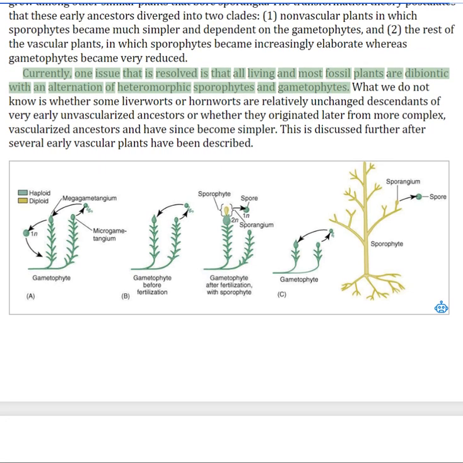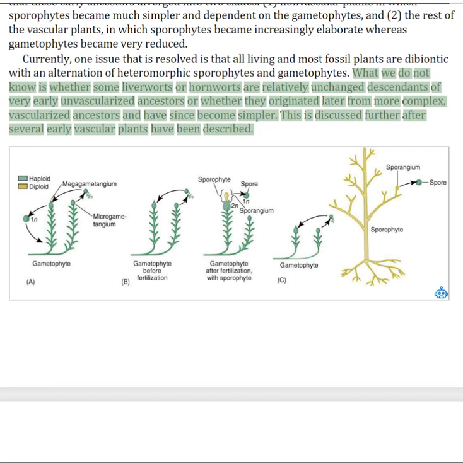Currently, one issue that is resolved is that all living and most fossil plants are dibiontic with an alternation of heteromorphic sporophytes and gametophytes. What we do not know is whether some liverworts or hornworts are relatively unchanged descendants of very early unvascularized ancestors or whether they originated later from more complex, vascularized ancestors and have since become simpler. This is discussed further after several early vascular plants have been described.